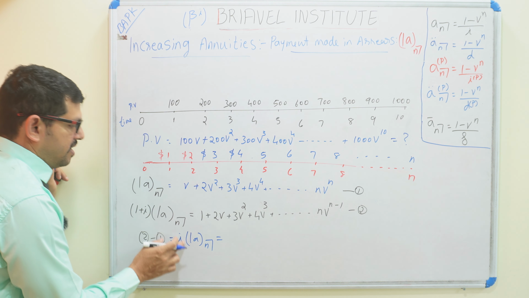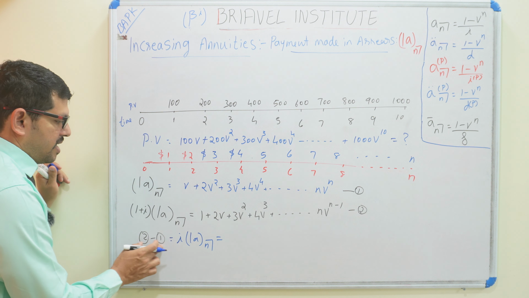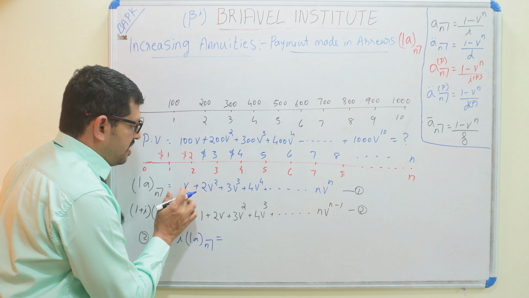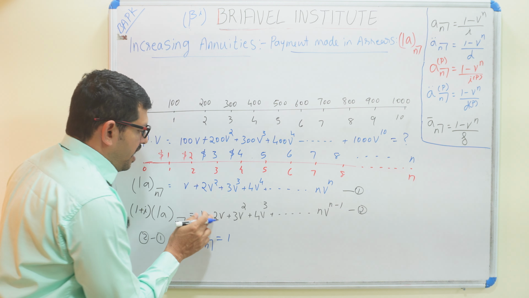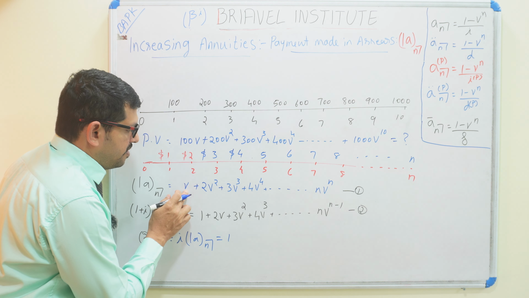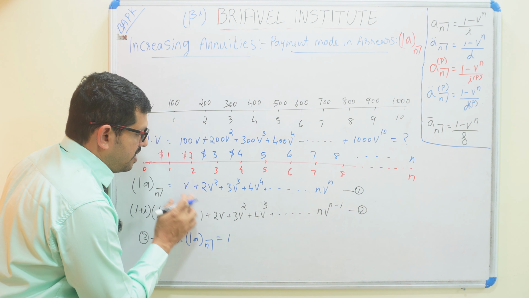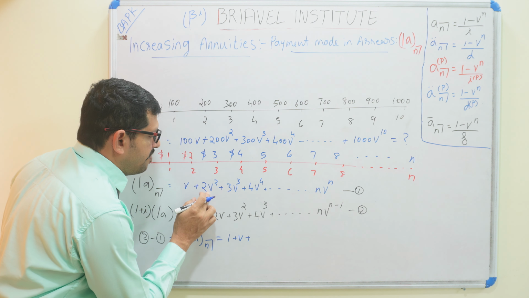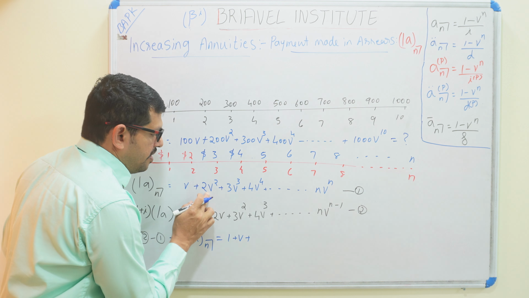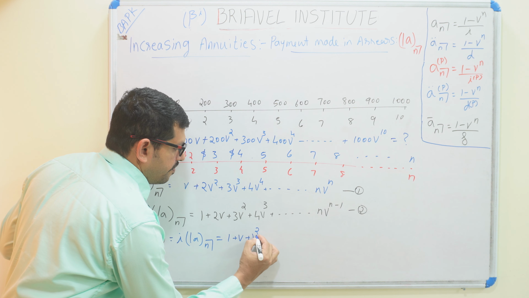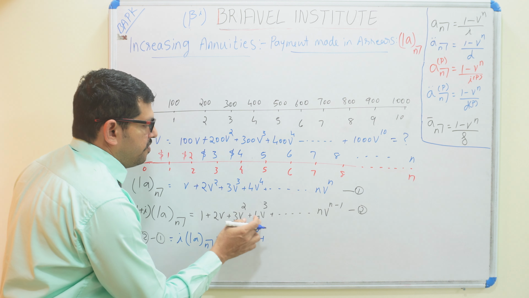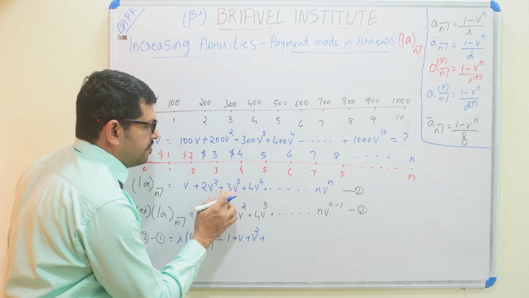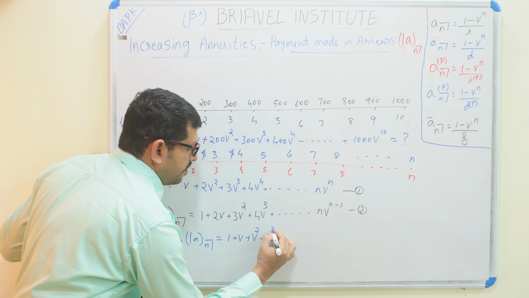IAn is cancelled, so IAn is subtracted here. Here I am subtracting: here is a 1, and 2v minus v. So we'll get v plus 3v square minus 2v square, so we'll get v square plus 4v cube minus 3v cube, so we'll get the v cube.